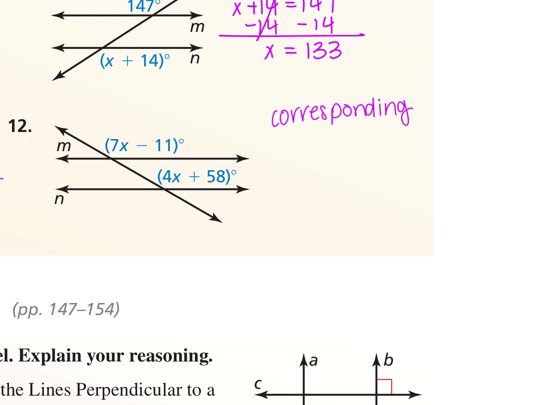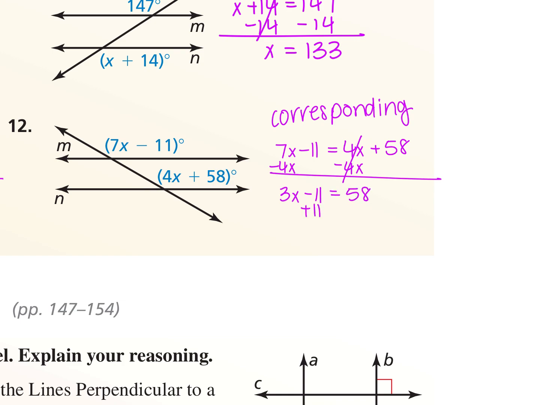These are corresponding angles, and corresponding angles are congruent. So I'm going to go ahead and set them equal to each other. 7x minus 11 equals 4x plus 58. And then I'm solving for x. I'm subtracting 4x from both sides. 3x minus 11 equals 58.